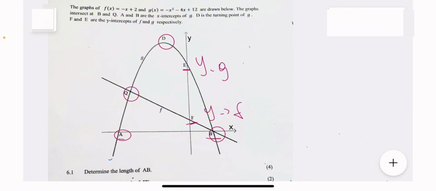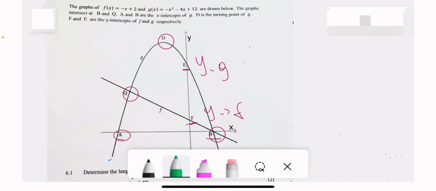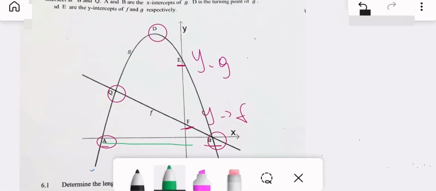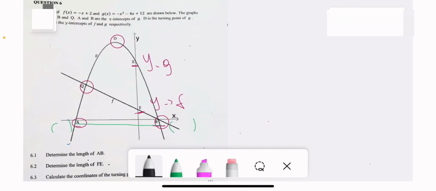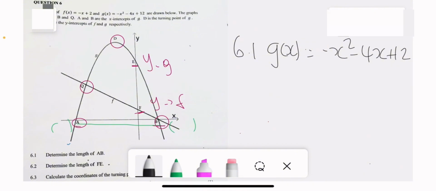The first question is 6.1. Determine the length of AB. So this is the length from A to B. To find this length, we'll need the coordinates of A and the coordinates of B. In 6.1, the coordinates are on the graph of g as -x² - 4x + 12. So we said A and B are x-intercepts.